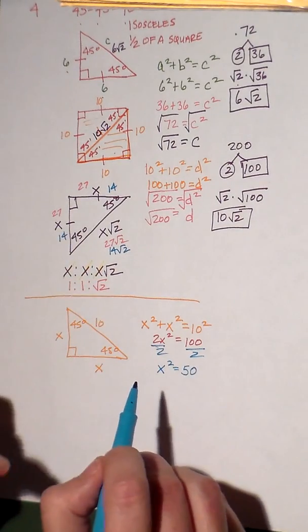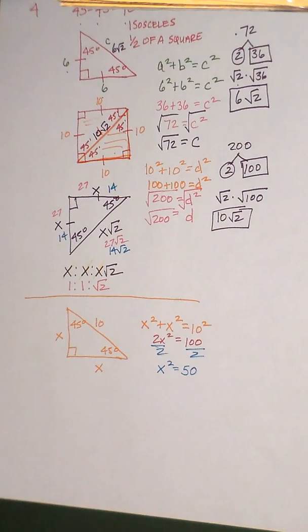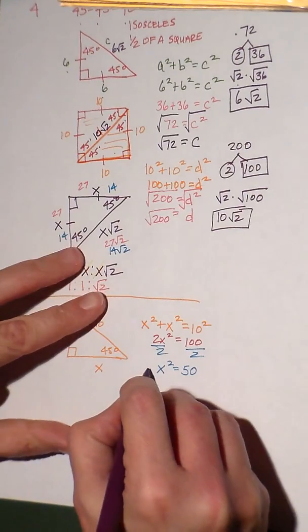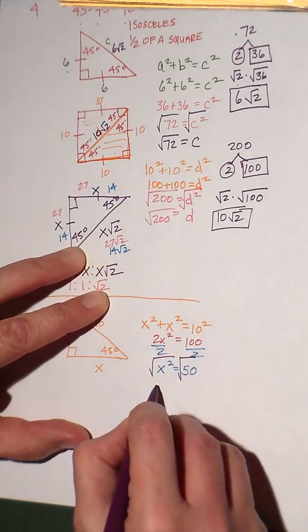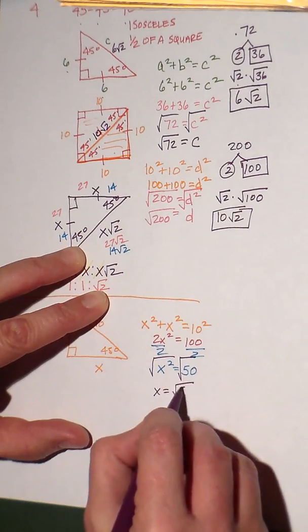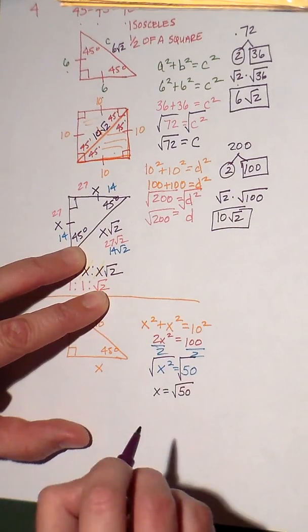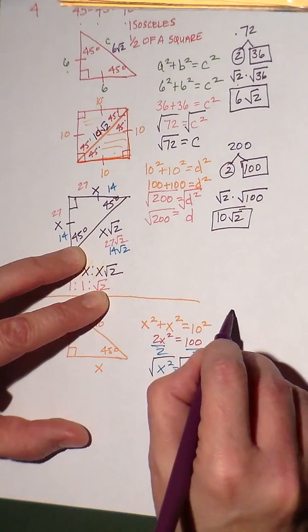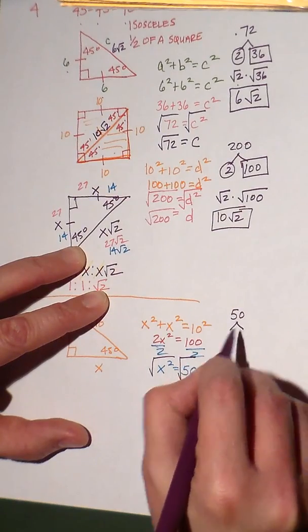And then I don't want x squared. What do I want? I want x. So I'm going to square root. So x equals the square root of 50. But again, I don't want square root of 50. I want it simplified. So I'm going to take the 50 and factor it.